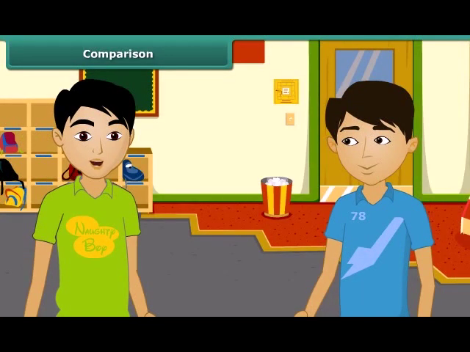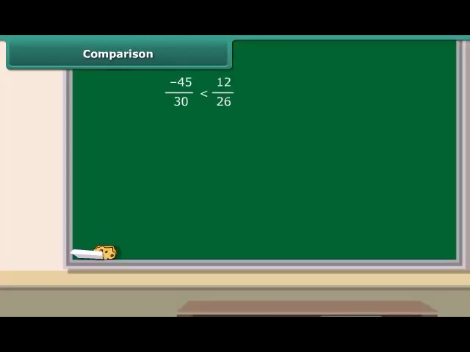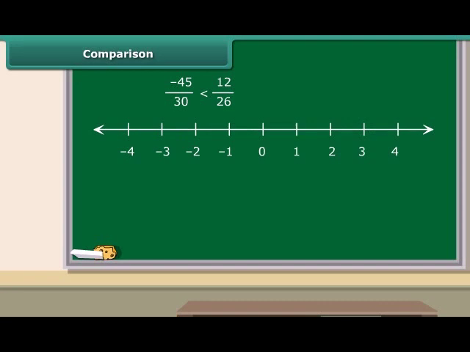If we are given two rational numbers, can you compare them? No. I will tell you how to compare rational numbers. We know that a negative number is always smaller than a positive number. We can also compare rational numbers using a number line. The more the number is to the right, the greater it is.